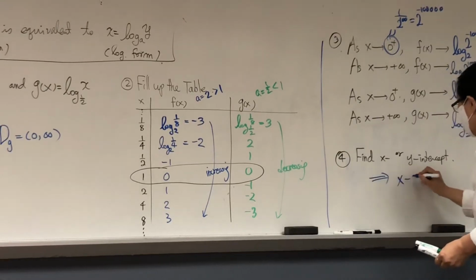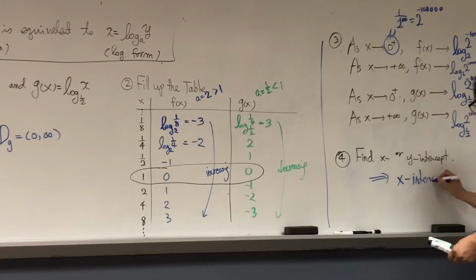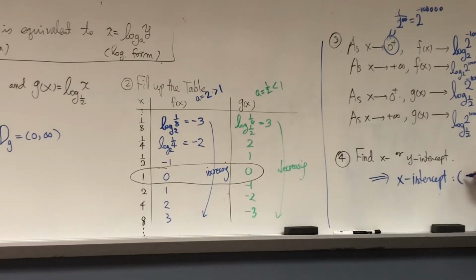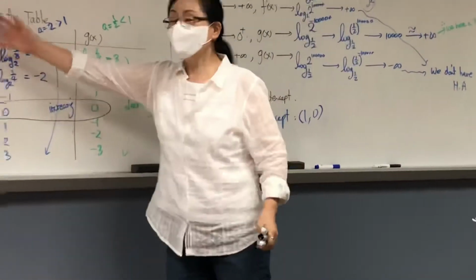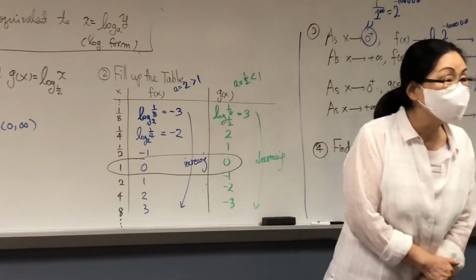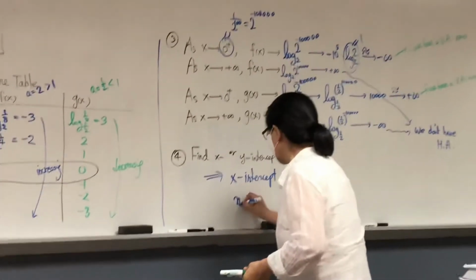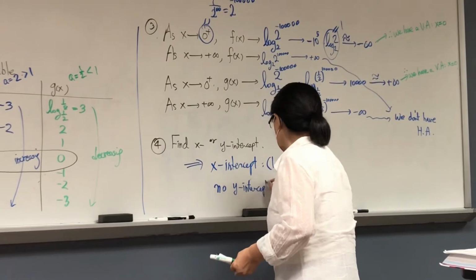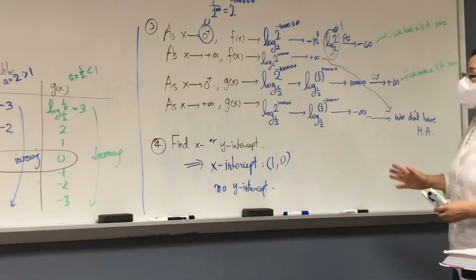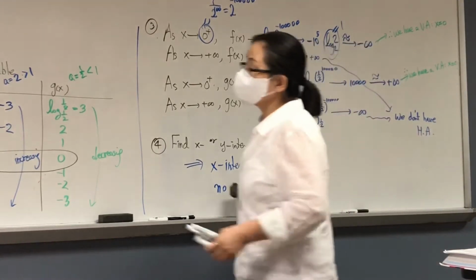What is the x-intercept? The x equals 1, so the point is (1, 0). Am I right? Do you understand? You don't have a y-intercept. Why? Because we never go to x equals 0. No y-intercept. Yes? Here, number 5. Figure.